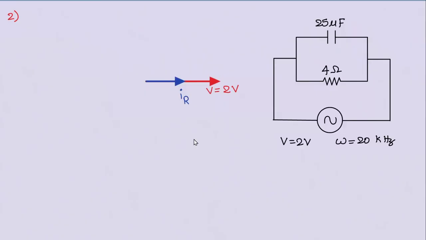Current in resistance is IR. Current in capacitor is IC. Angle is 90. Resultant current is I. This is the first part, right? Correct. Now, we need to calculate IR. IR is very easy to calculate. IR is equal to V by R, 2 by 4 is 0.5. So IR is equal to 0.5 ampere.